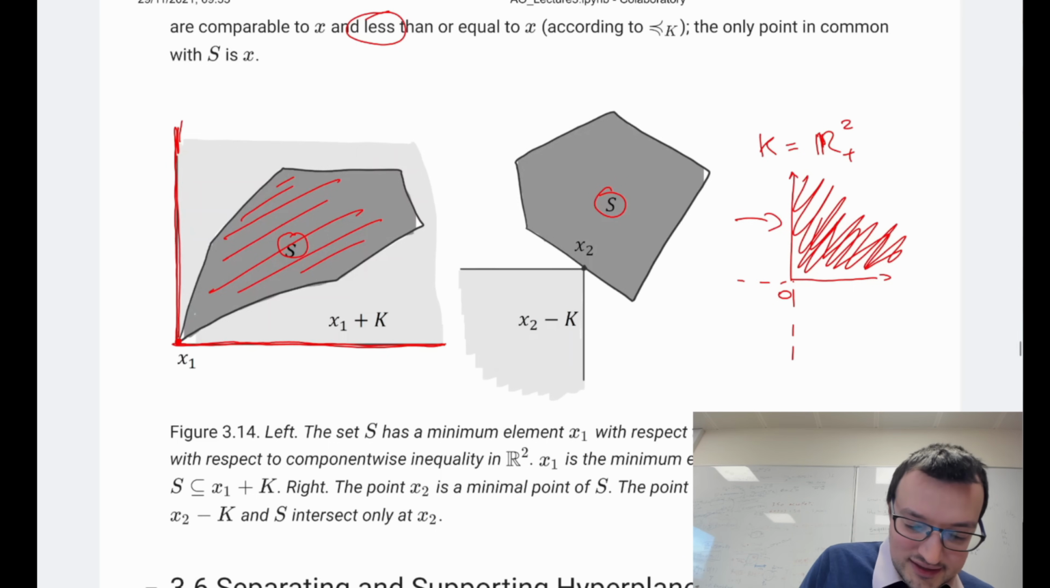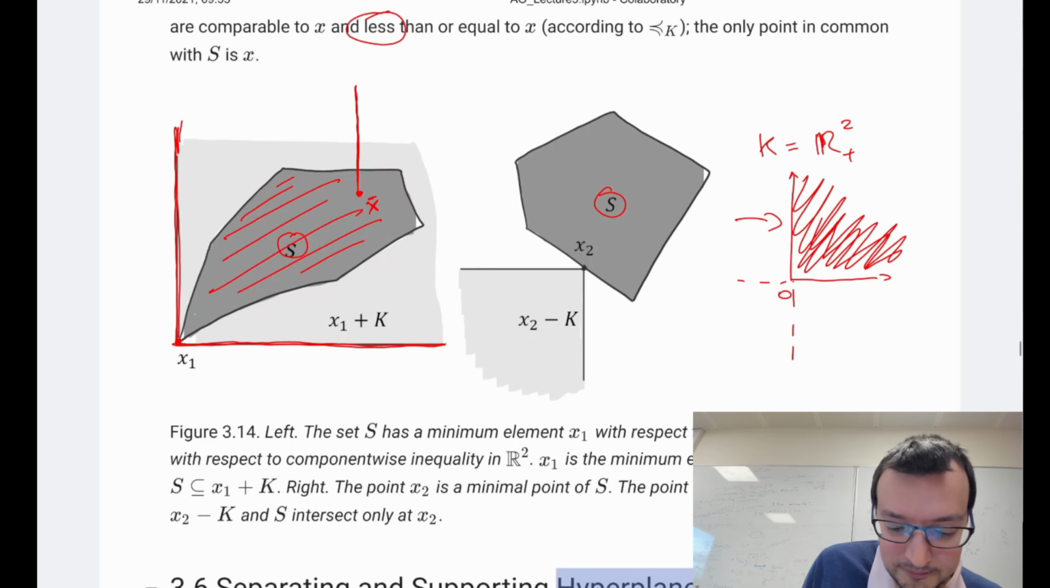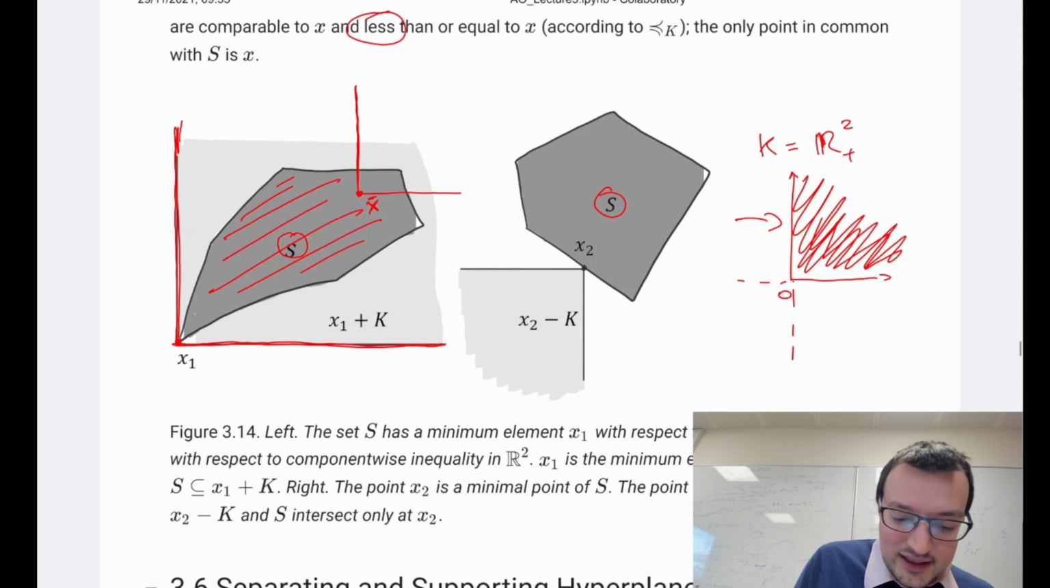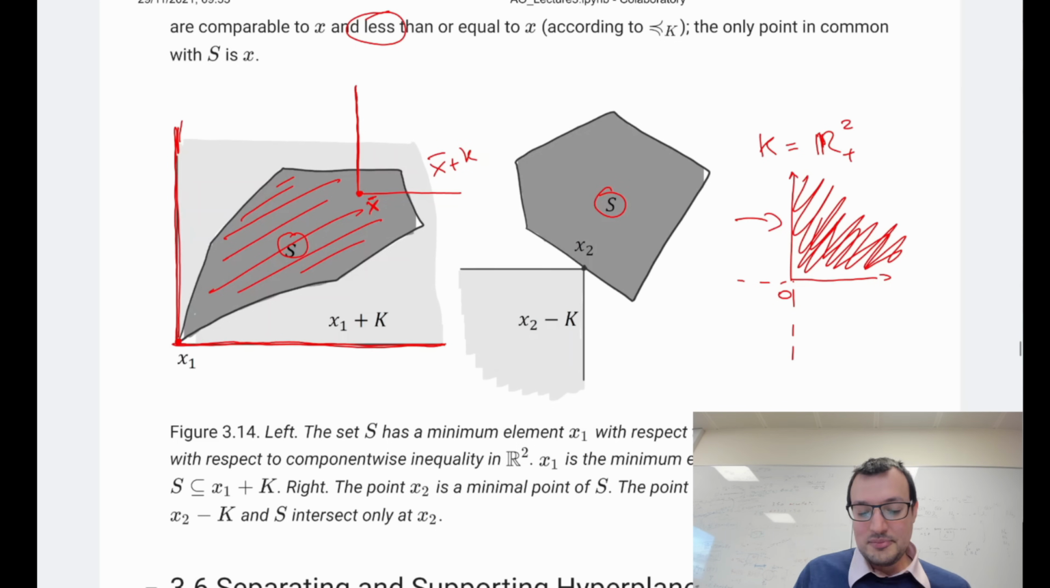Of course, if you, for instance, put yourself here, and let's call this point x bar, and we move the non-negative orthant here, you see that x bar plus K does not contain the entire set, and that means that x bar is not a minimum point. So you see that this actually works. It's surprising, but it actually works.